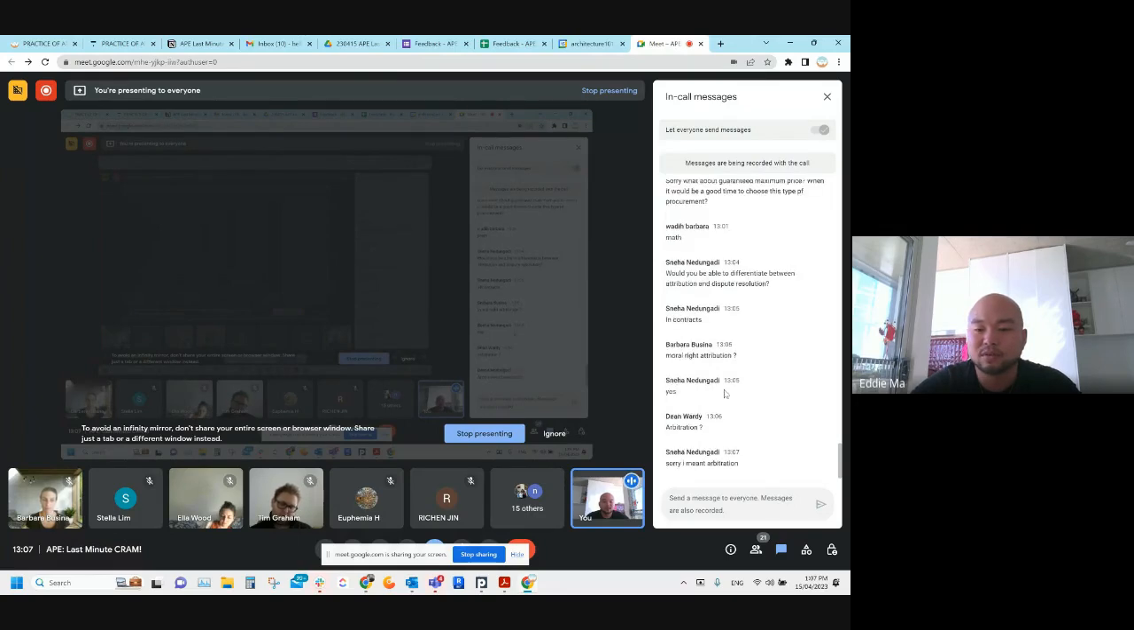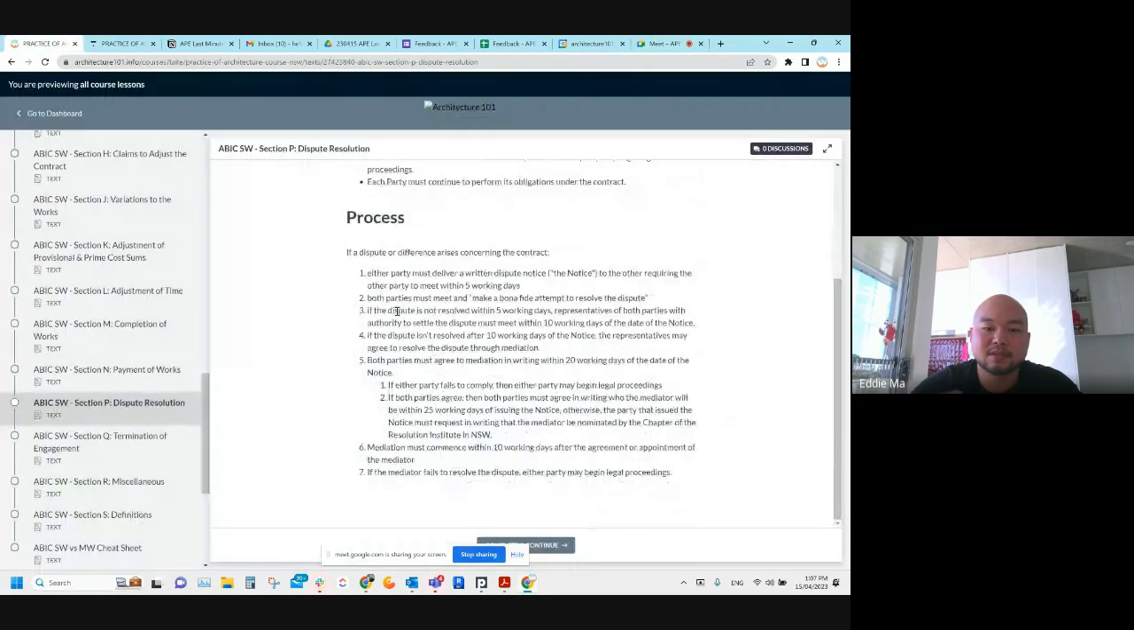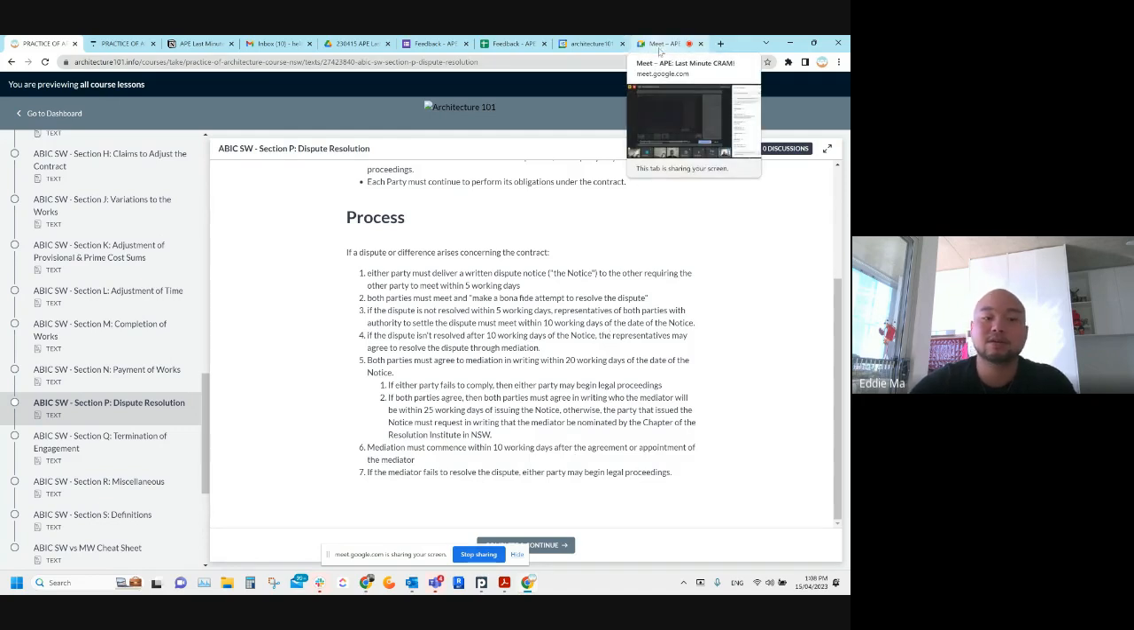Moral rights attribution, we haven't talked about. Oh, arbitration, okay. So there's a process. In the dispute resolution process, the first attempt is just to sit down or send a letter saying there's a dispute. Both parties sit down and try to talk. If it doesn't work, then you go to an authority. You go to a mediator first, depending on where you've nominated, and then you work with the mediator. But if the mediator doesn't work, then you go to court.